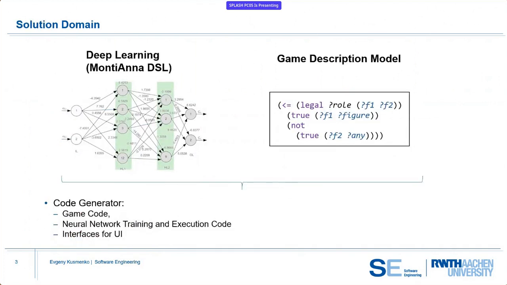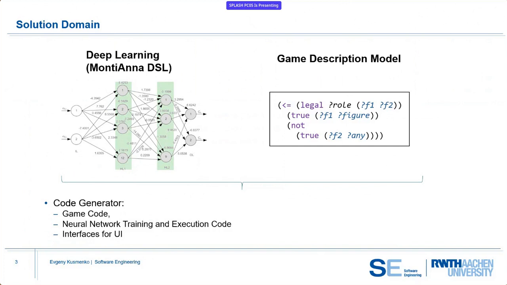So let's jump to the solution domain. How do we want to tackle this? There are two main components I'll be talking about. The first one on the right-hand side is a game description model, a game description language basically, which we are going to use in order to model the game, the players, the rules of the game, the states, and so on. And to develop the players of the game, we want to use AI techniques, basically neural networks, which then will respond to the players' inputs and create turns of themselves.